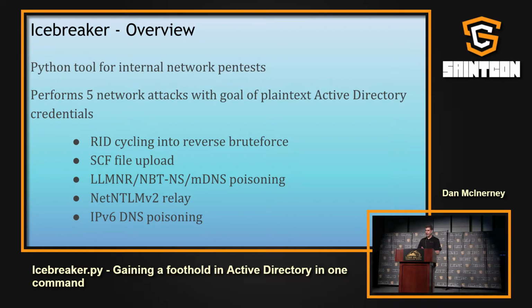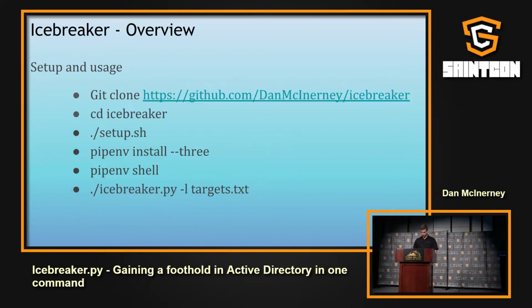So what we're going to do in Icebreaker is it's a simple Python script. You can just git clone it. And it does 5 different attacks. It does RID cycling to reverse brute force, SCF file upload, LLMNR and mDNS poisoning, NTLMv2 relay, and IPv6 DNS poisoning in that order.